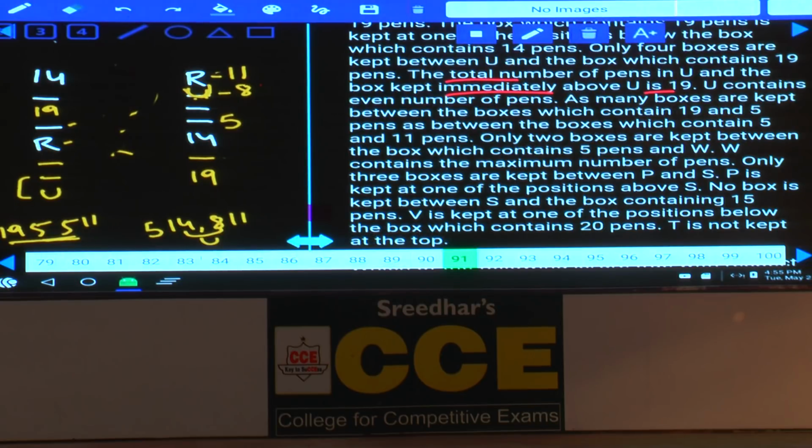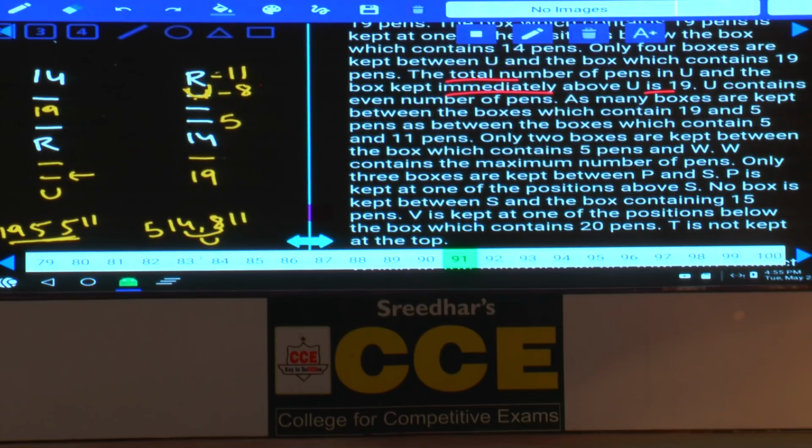Next one, and coming to the next. Here, U and immediately above this U must be how much? U and immediately above U must be 19. As U and immediately above U is 19, then 19, 5, 5 and 11. Now U cannot be 5, isn't it? This cannot be 5.